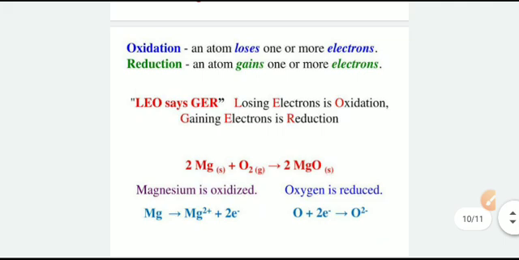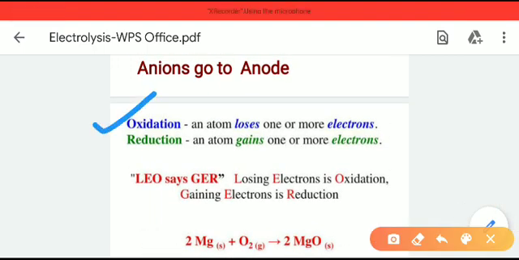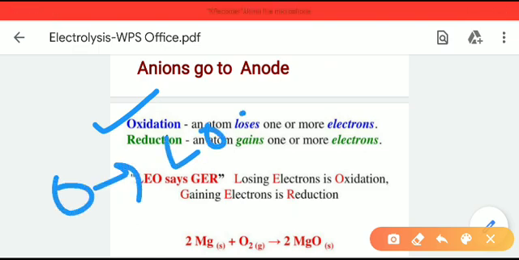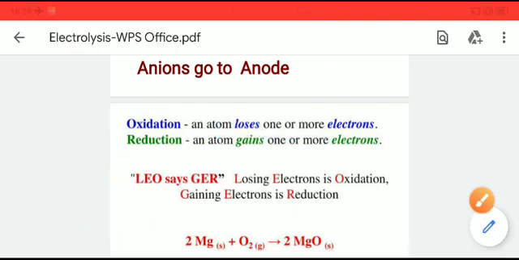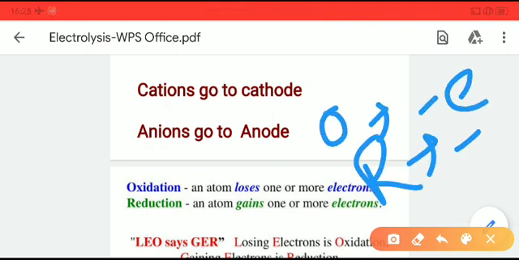Okay, the last thing of today's topic is oxidation and reduction. Oxidation is when an atom or an element loses one or more electrons. So oxidation is basically losing an electron, basically minus e. And reduction is basically acceptance or gain of an electron.